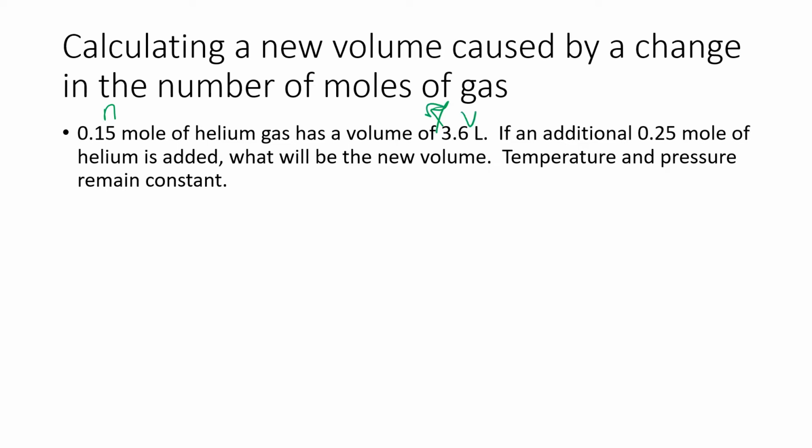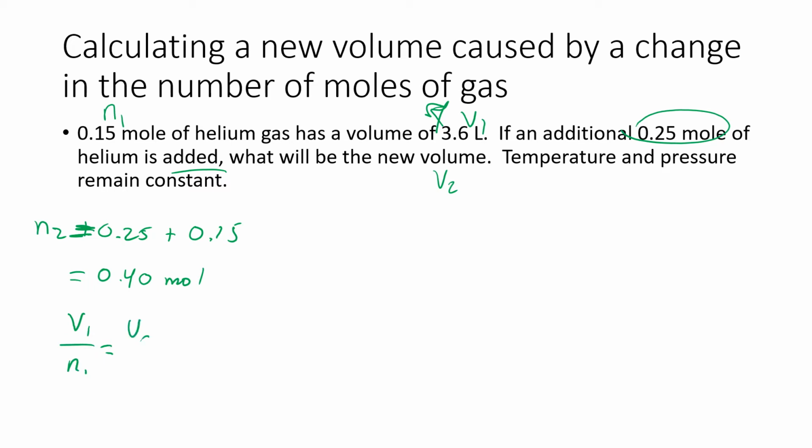Let's mark these both 1 and 1 because they're related to each other. This volume of gas has this number of moles. If an additional 0.25 is added, that means my N2 is 0.25 plus 0.15, which is 0.4 moles. That is my N2. What is my V2? We identify what we're given in the problem and write down our formula: V1 over N1 equals V2 over N2.